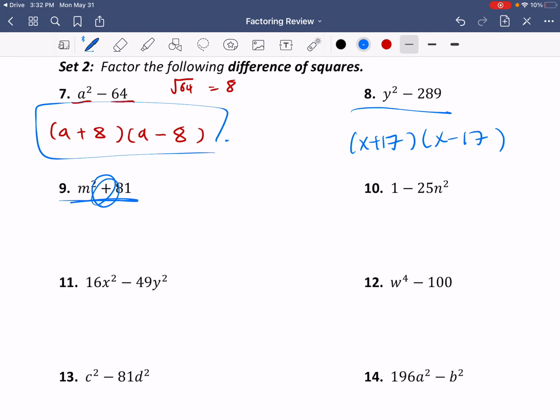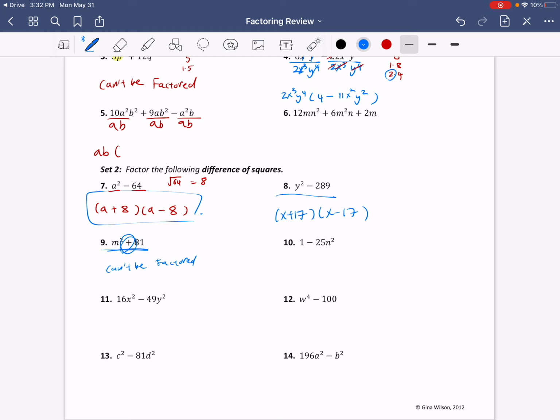But do you see this one's plus? This should be negative in order to be a difference of squares. So this one cannot be factored. The other can be factored. And I think this is the only one. So you can try other questions by yourself.